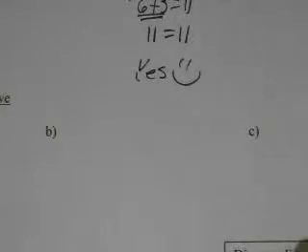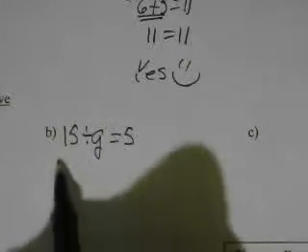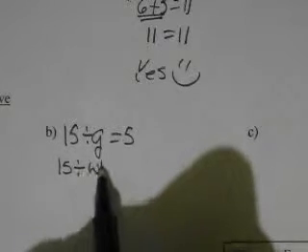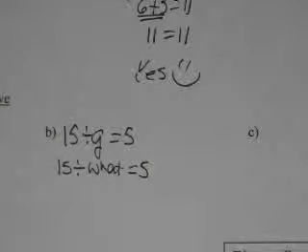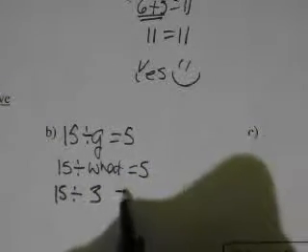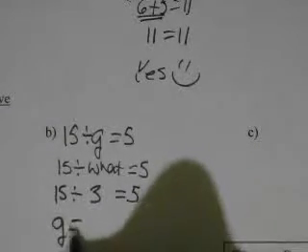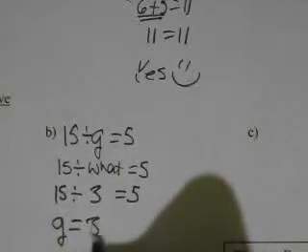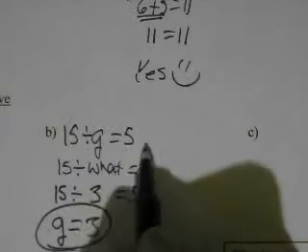Okay. Let's look at a second example before I give you one to try on your own. 15 divided by g equals 5. So you're going to ask yourself, 15 divided by what equals 5? Think of your times tables. 15 divided by what is 5? Hopefully you're thinking 15 divided by 3 equals 5. So our solution here is g equals 3. That is our answer. That's the number we can plug in for the variable to make this side equal that side.